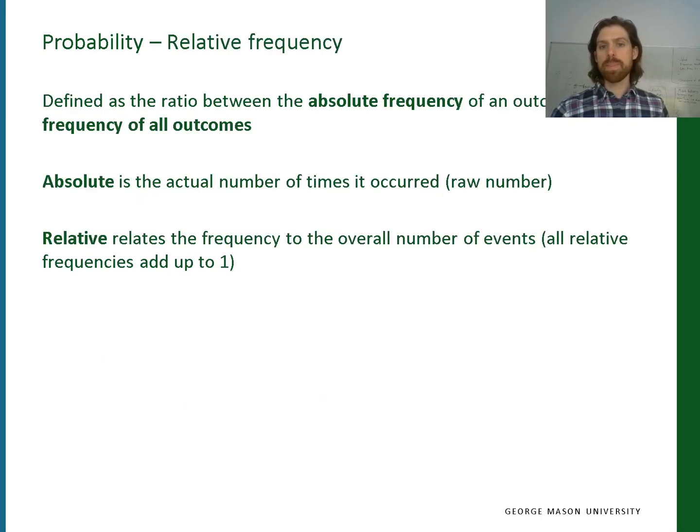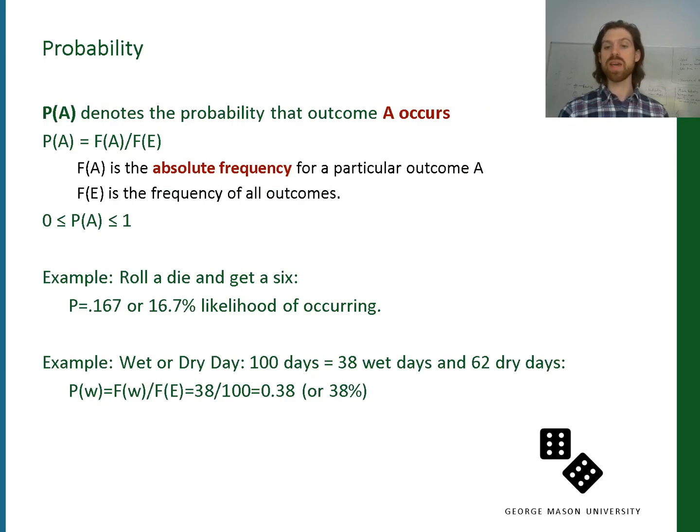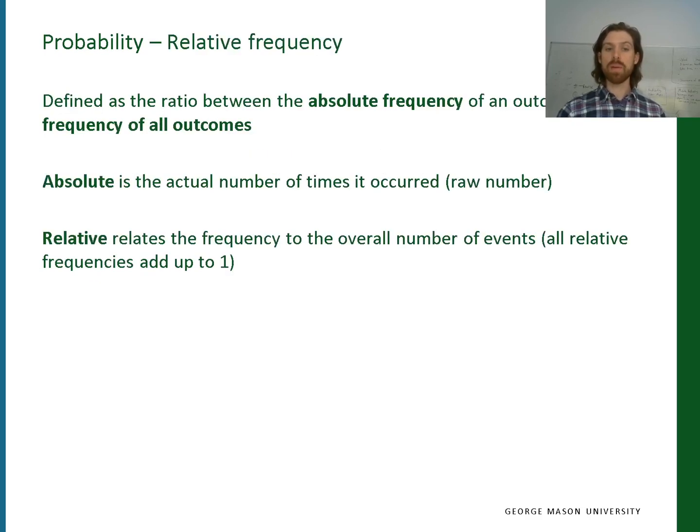So exactly what is the relative frequency? Well, I define it here as the ratio between the absolute frequency, so that's the raw value, and the frequency of all outcomes. So the absolute value is the actual number of times that something has occurred. So that could be 38 wet days. And then the relative frequency relates the frequency of that one outcome to the overall number of events. And all relative frequencies add up to 1.